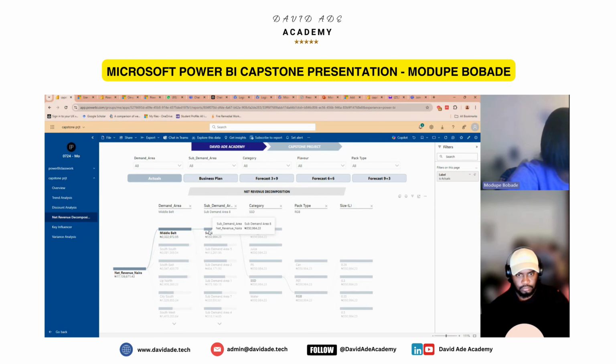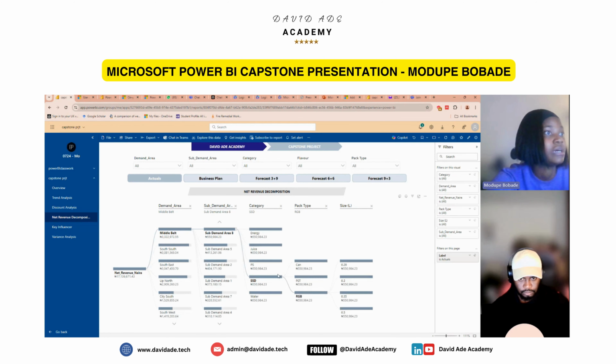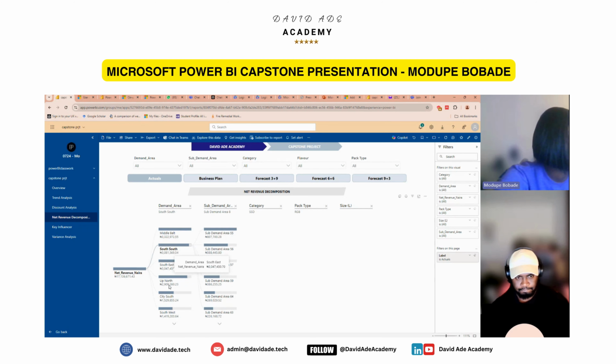When you click on this, it's broken down further. This way you can see the different categories, and then from the categories, you can see the pack type that contributes much more, and how it's further broken down. The south is the second highest generating demand area, while sampling seems to be the lowest generating area.